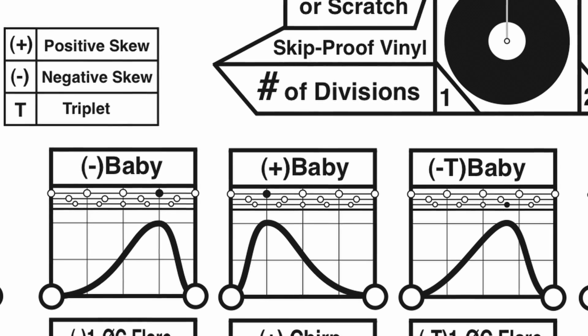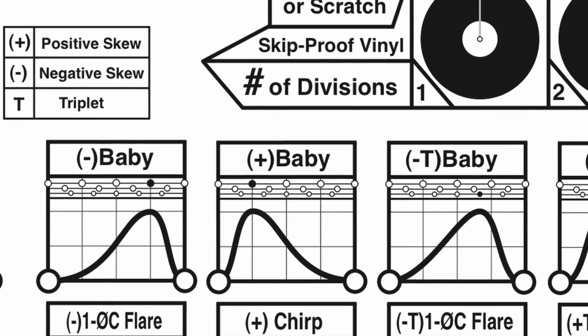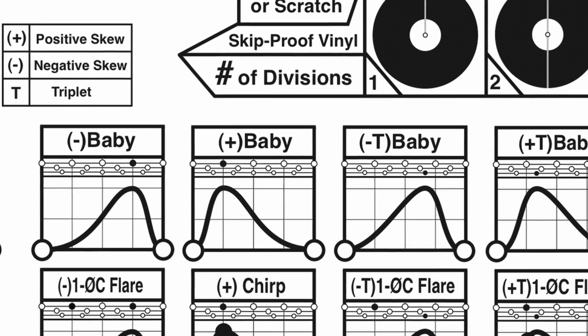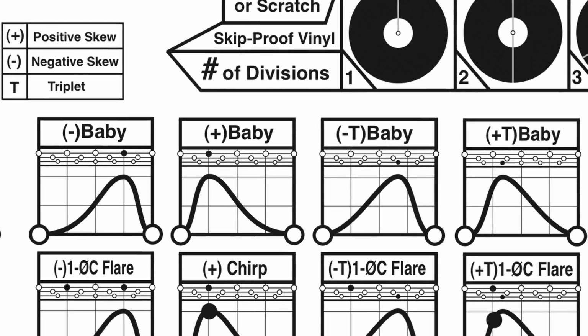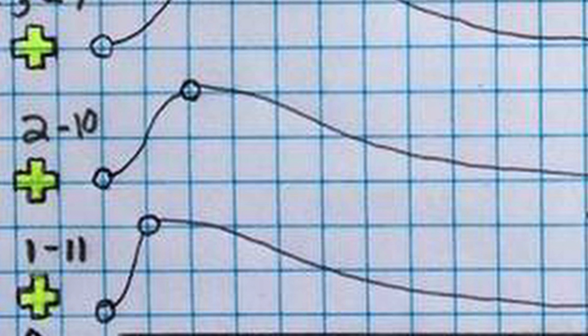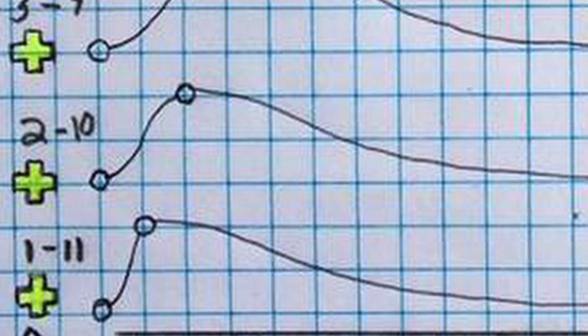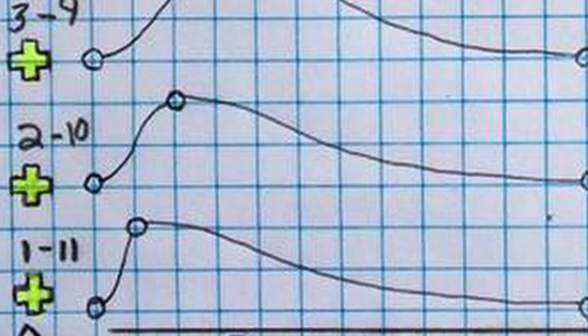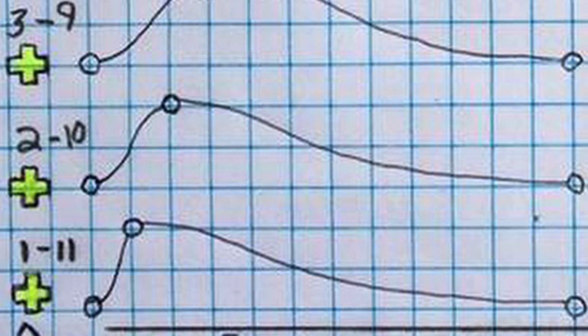In the periodic matrix of scratches, positively skewed scratches are labeled with the plus symbol while negative ones are labeled with the minus symbol to denote this difference in pitch. Notice that each example has a different forward to pullback ratio described by two numbers, the first being the forward length and the second being that of the pullback.